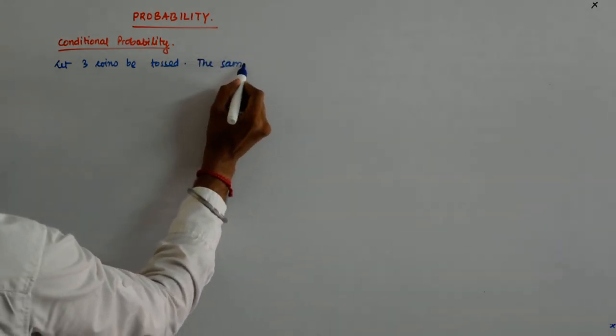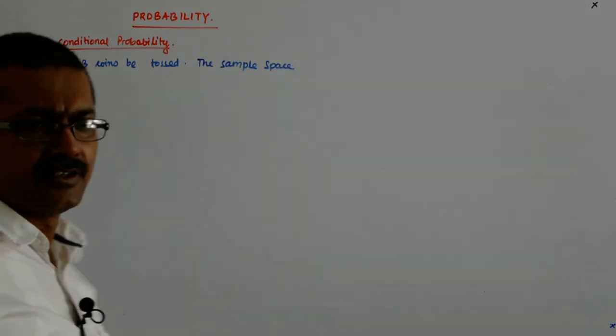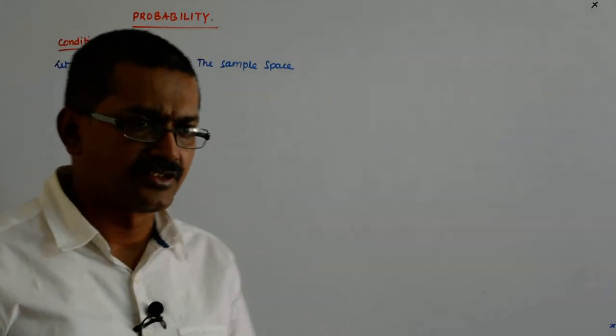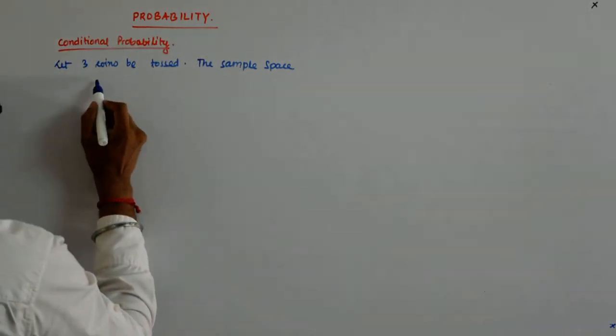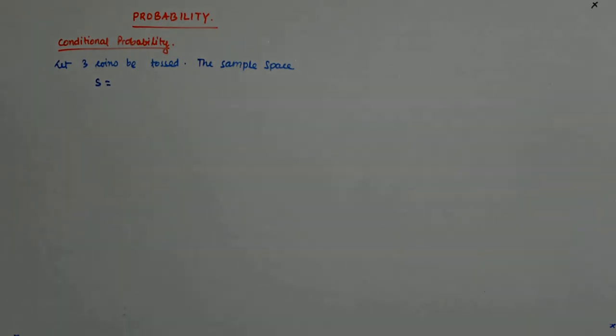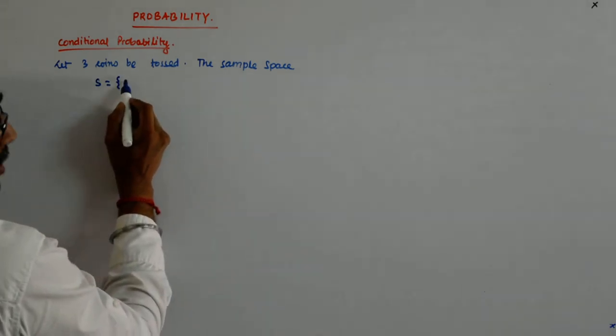The sample space, you understand what sample space is? It is actually the universal set, the set that will contain all the events. So the sample space, sets are denoted by capital letters, right? So S is what?